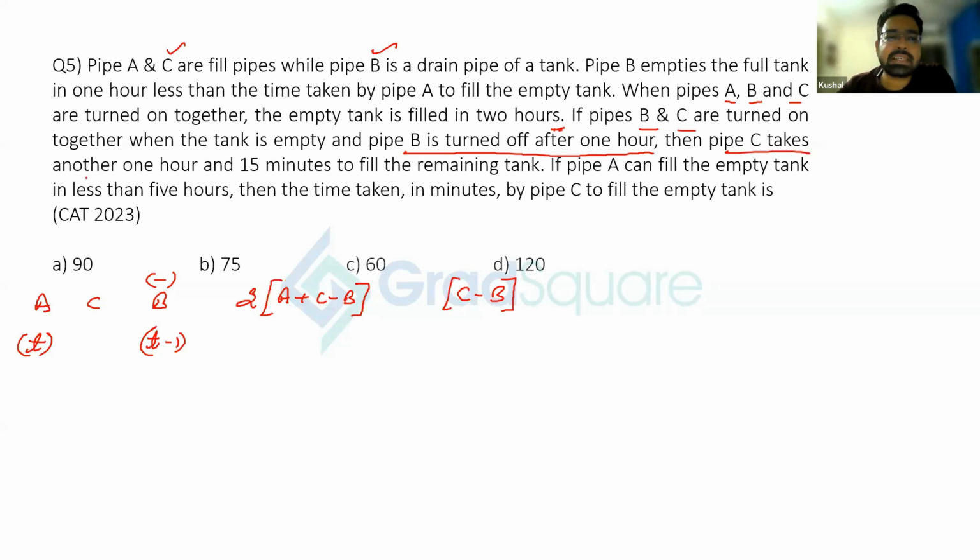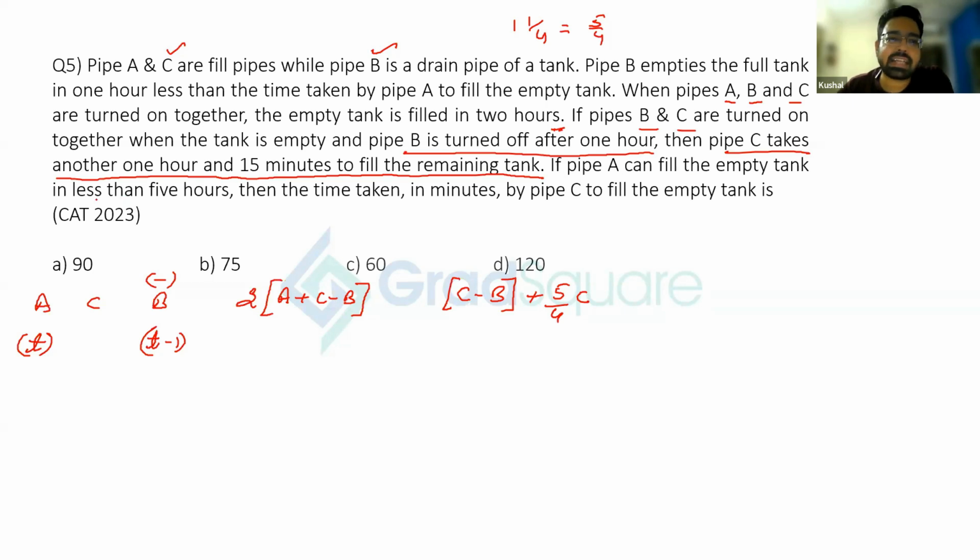Then pipe C takes another 1 hour 15 minutes to fill the remaining tank. 1 hour 15 minutes means 1 plus 1 by 4 of an hour, which is 5 by 4 of an hour. So C takes 5 by 4 times of C, that is the number of units of work done by C in 5 by 4 hours to finish the work. Correct? So 5 by 4 C should be added to C minus B in order to get that work.